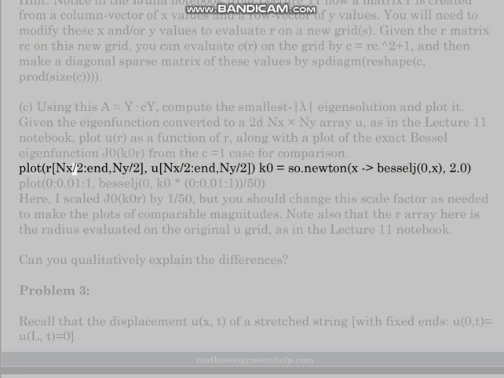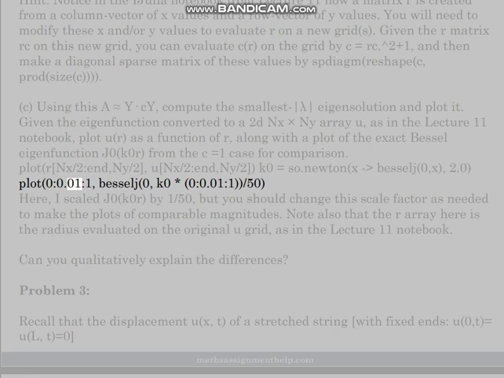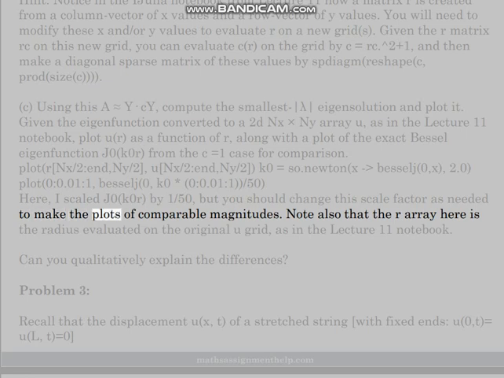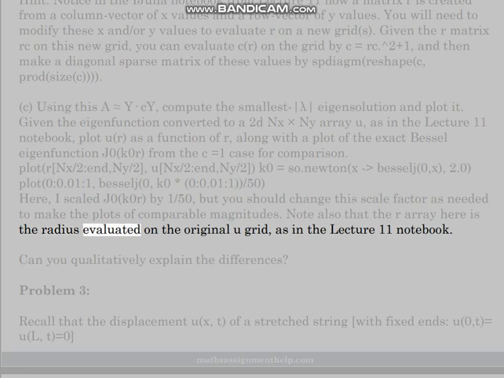Plot R[nx/2, ny/2:end], U[nx/2, ny/2:end], and for k0 equals the root of Bessel J0 at x 2.0, plot 0:0.01:1, besselj(0, k0 * (0:0.01:1)) / 50. Here I scale J0(k0 r) by 1/50th. But you should change this scale factor as needed to make the plots of comparable magnitudes. Note also that the R array here is the radius evaluated on the original U grid, as in the Lecture 11 notebook.